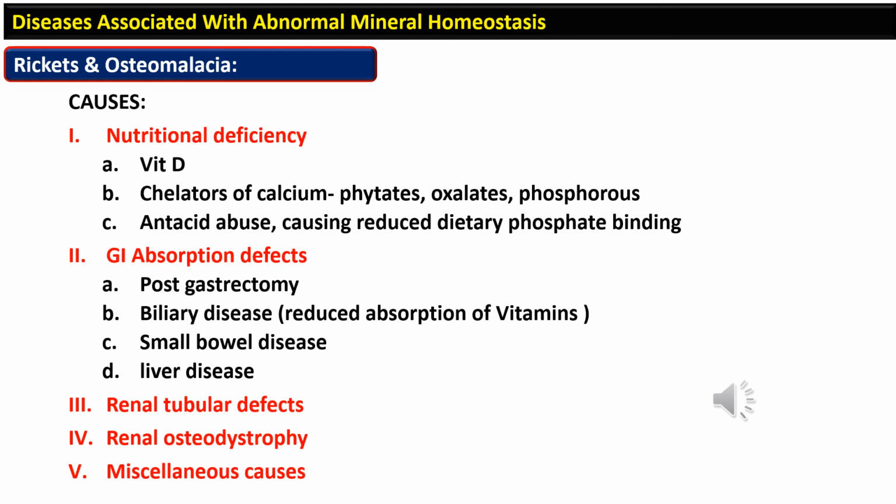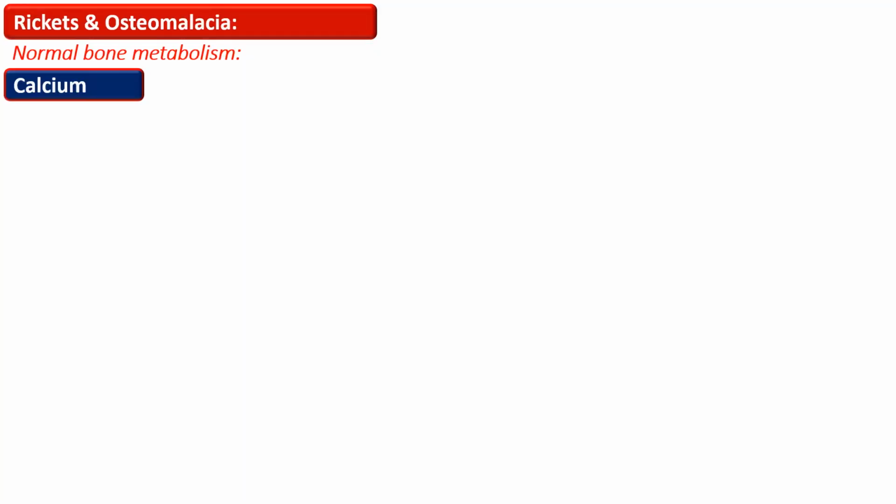So what are the causes of rickets and osteomalacia? The nutritional deficiencies, gastrointestinal absorption defect, renal tubular defects, and renal osteodystrophy are the major causes that lead to abnormal bone homeostasis and as a result lead to rickets and osteomalacia. Calcium and phosphate are two important minerals in bone homeostasis.